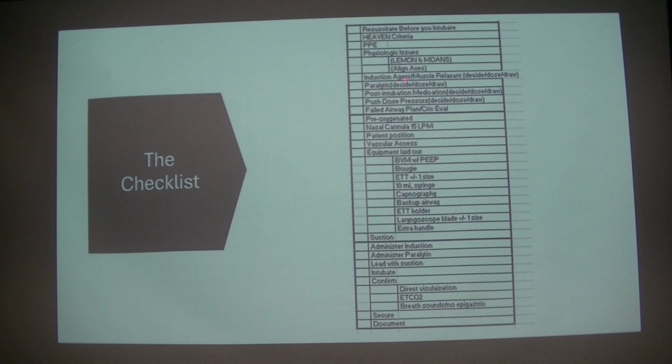Decide on your paralytic. Decide on your agent. Dose your agent and draw your agent. And then select your post-intubation medications. Decide on your agent, dose your agent, and draw your agent. Make sure you have push-dose pressors standing by. Again, decide on your agent, dose your agent, and draw your agent. And then always have a failed airway plan and evaluate for a cric.